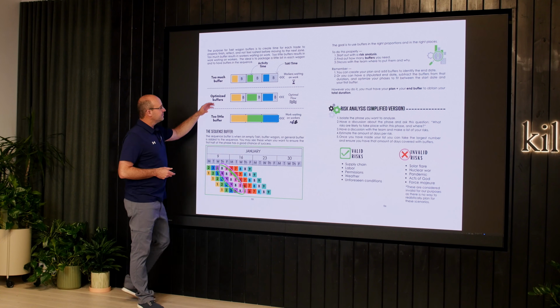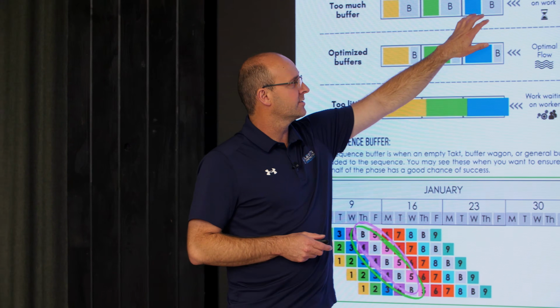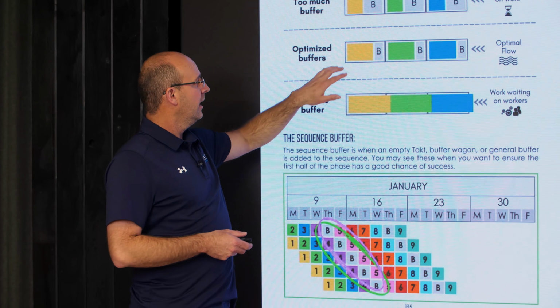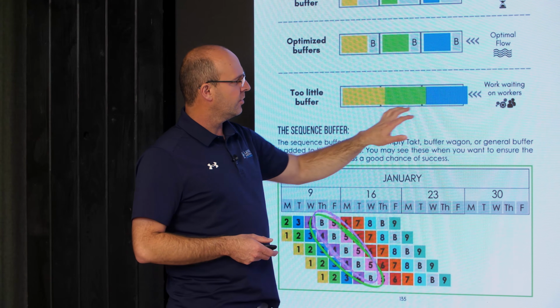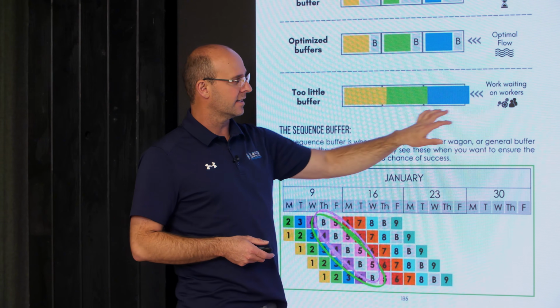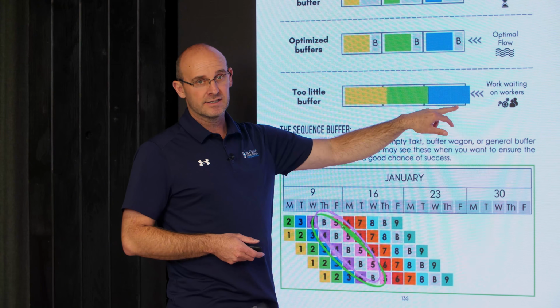And the key there is we don't want too much buffer in each task or wagon because then that becomes sandbagging. We want just enough to where they can finish and have a bit of a buffer. And we don't want none because then we'll outrun the takt time, meaning the cycle time won't fit inside the takt time.